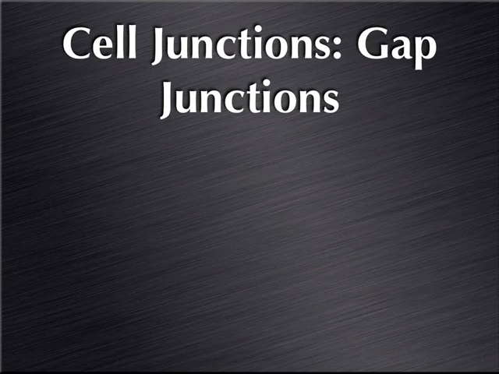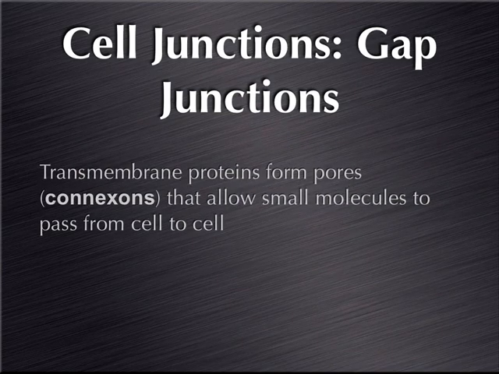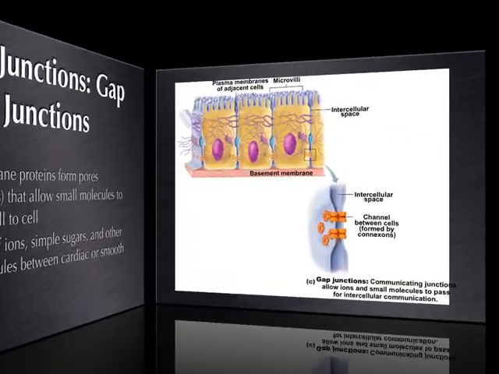The last cell connection type we'll talk about is a gap junction. This is a really interesting connection that is more important in some specific kinds of cells in the body. These are transmembrane proteins. These are pores. These are tubes, kind of like tunnels, that connect one cell to another. The proteins that form these are called connexons. Kind of a cool name. They're good at connecting cells. They're great for allowing ions to spread back and forth between cells. Ions in particular, but also sometimes simple sugars or other small molecules can go between, especially cardiac muscle, smooth muscle, and some nerve cells. That looks like this.